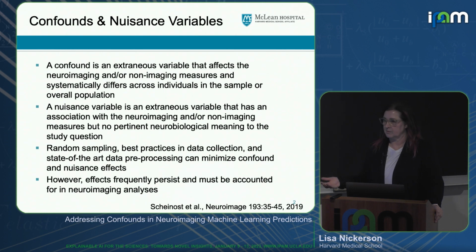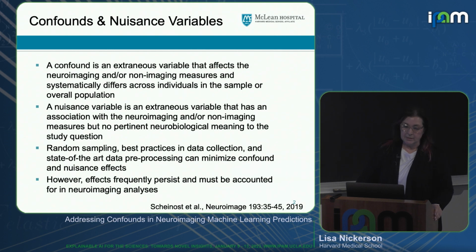Okay, so in my community, we don't really make any distinction between confounds versus nuisance variables. We just call them all confounds. Artifacts are called confounds. Anything that you don't want to happen, that may happen with neuroimaging data, is just called a confound. But technically, a confound is an extraneous variable that affects the neuroimaging or the non-imaging measures and systematically differs across individuals in the sample or in the overall population.